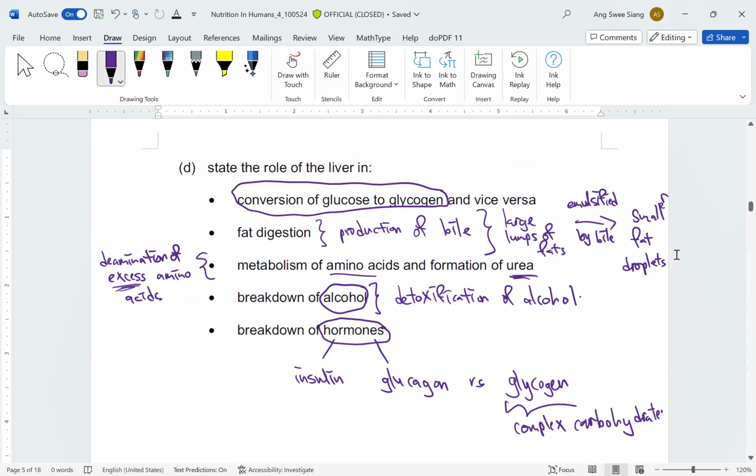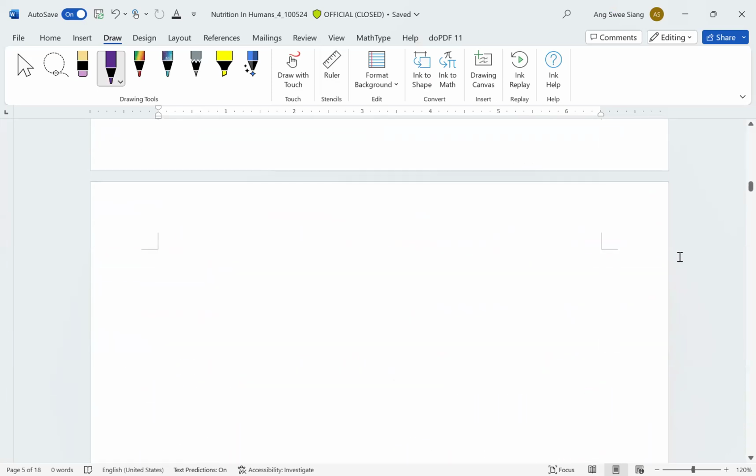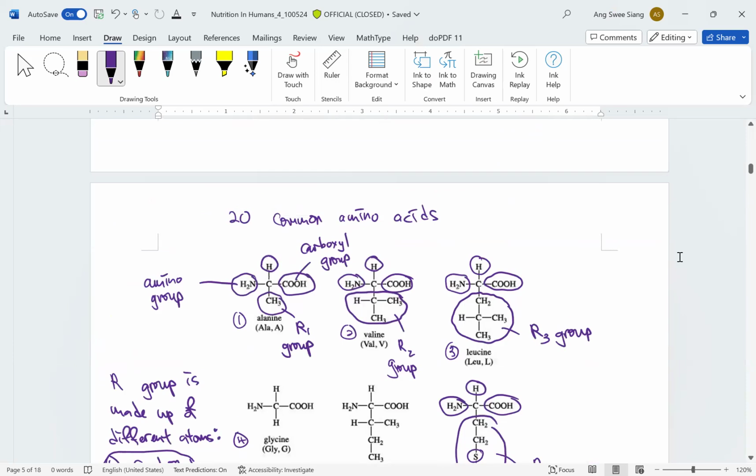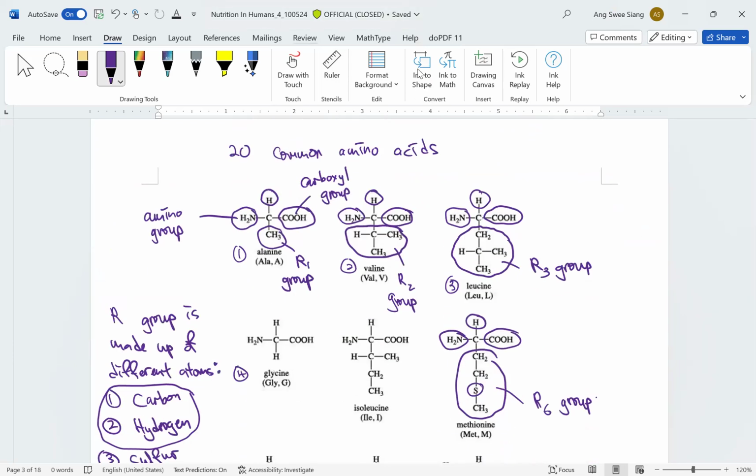This is the part that you miss, right? Okay, the before one you managed to see, right? When I talk about the 20 common amino acids, are you able to see that? Just now you are able to see that, okay. Yes. Okay, thank you.